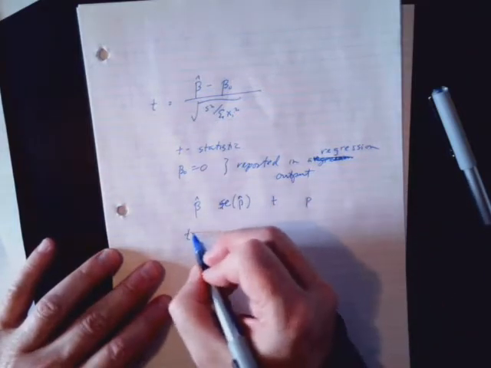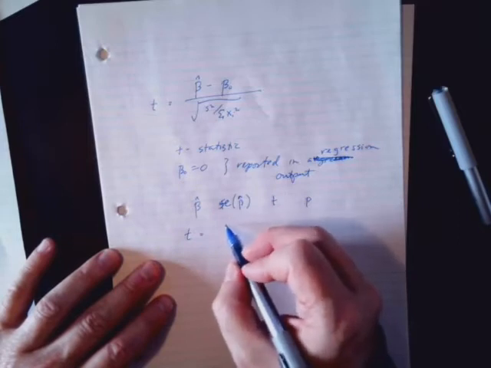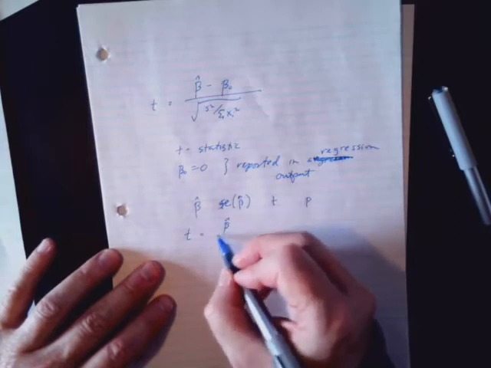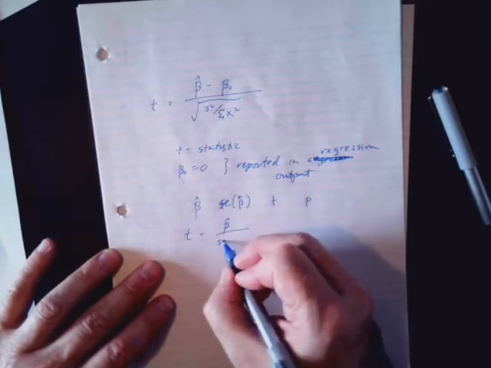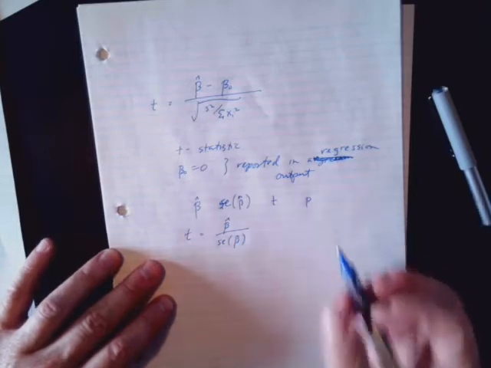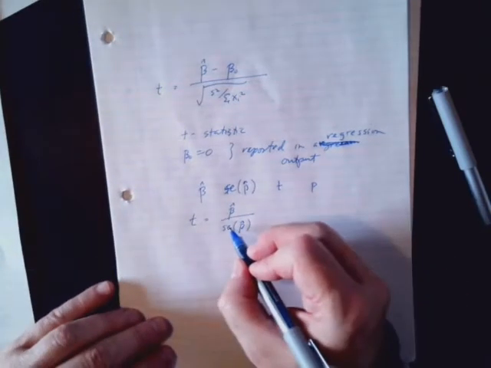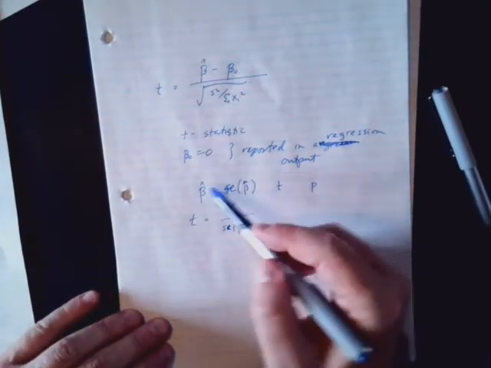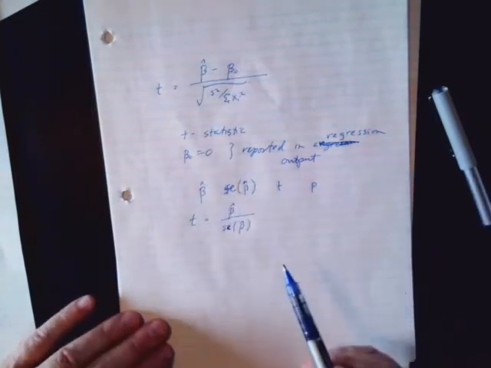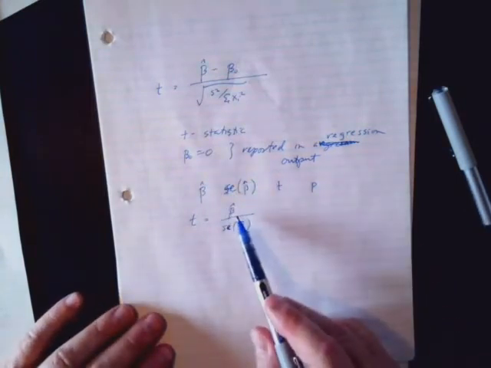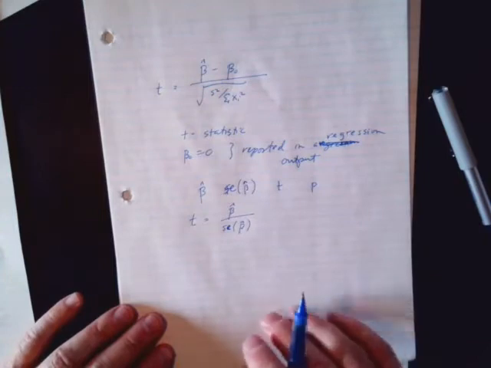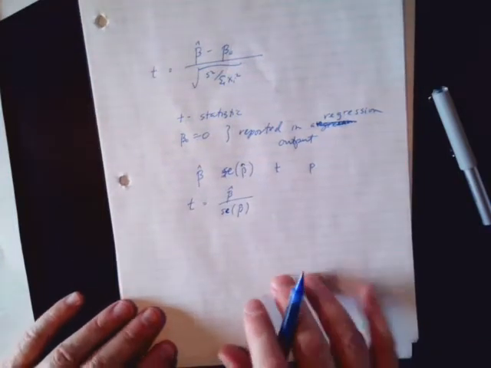So then you can think of it as beta hat divided by the standard error of beta hat. That's the t statistic. And where that comes from is setting beta 0 equal to 0. So it's the ratio of beta hat to its own standard error.